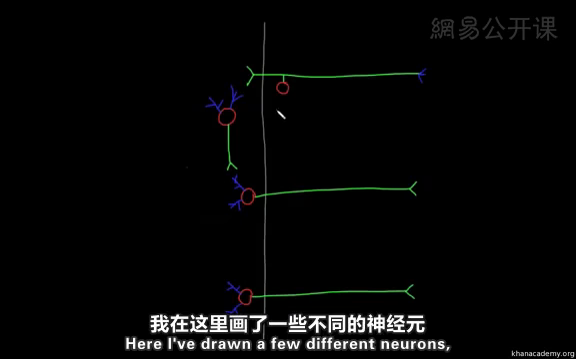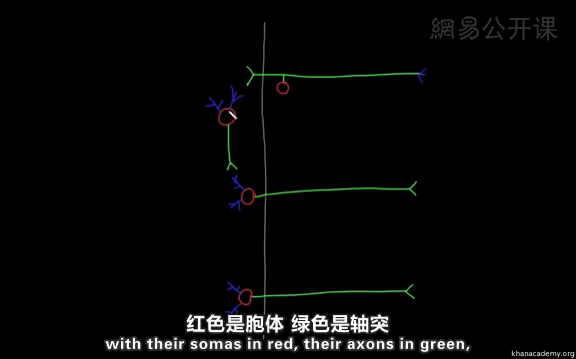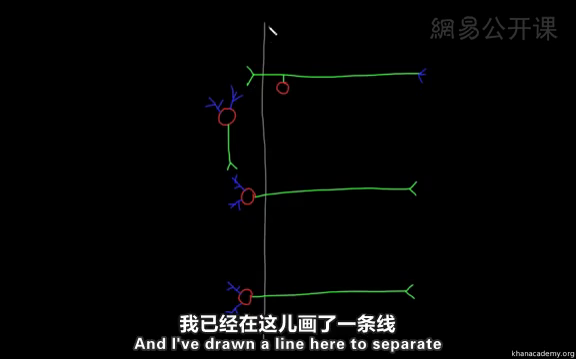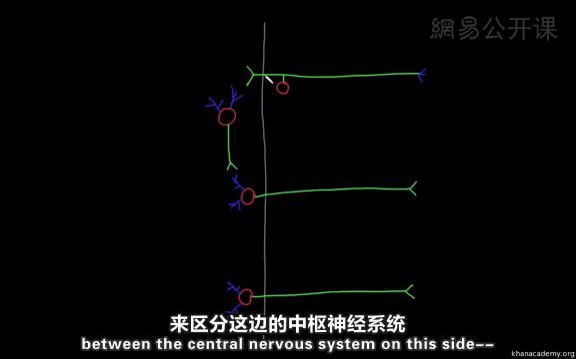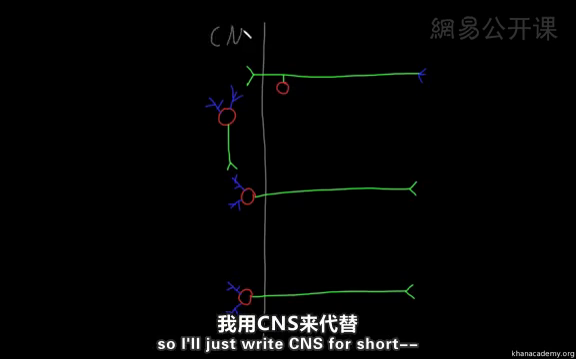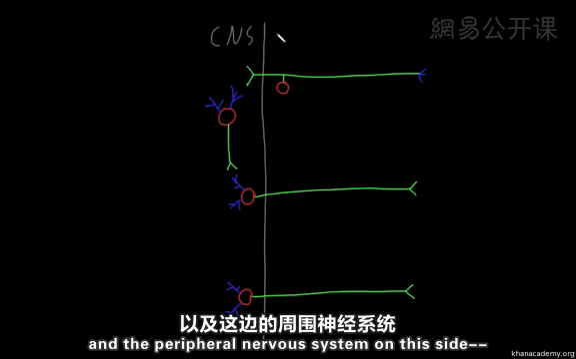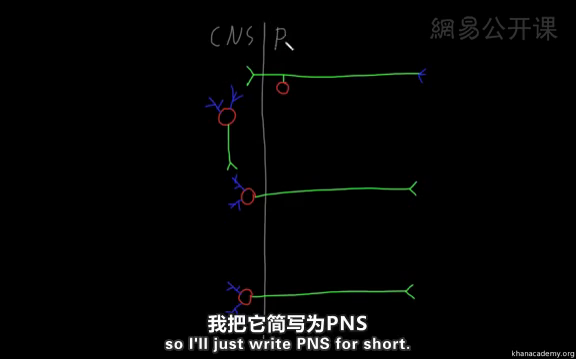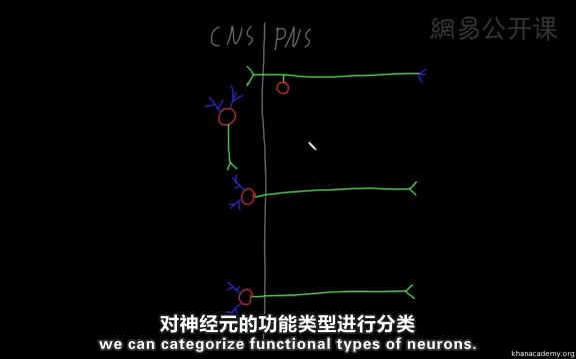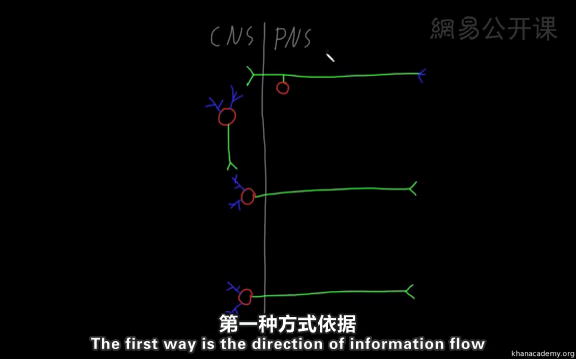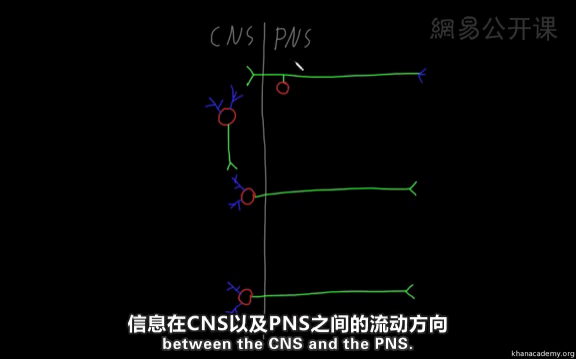Here I've drawn a few different neurons with their somas in red, their axons in green, and their dendrites in blue. And I've drawn a line here to separate between the central nervous system on this side, so I'll just write CNS for short, and the peripheral nervous system on this side. So I'll just write PNS for short. And there are some different ways we can categorize functional types of neurons. The first way is the direction of information flow between the CNS and the PNS.